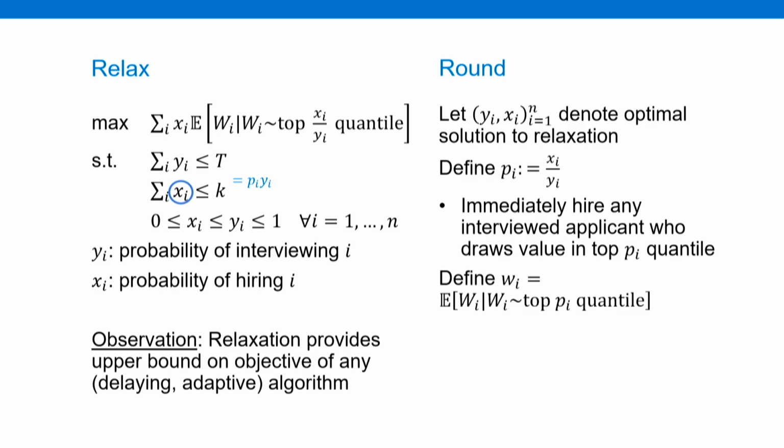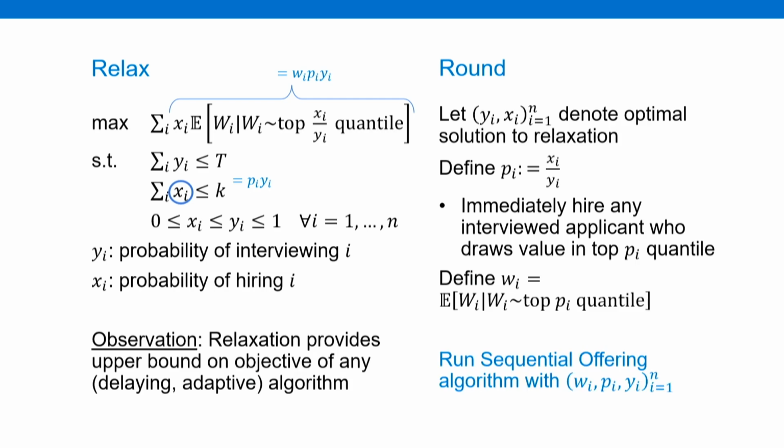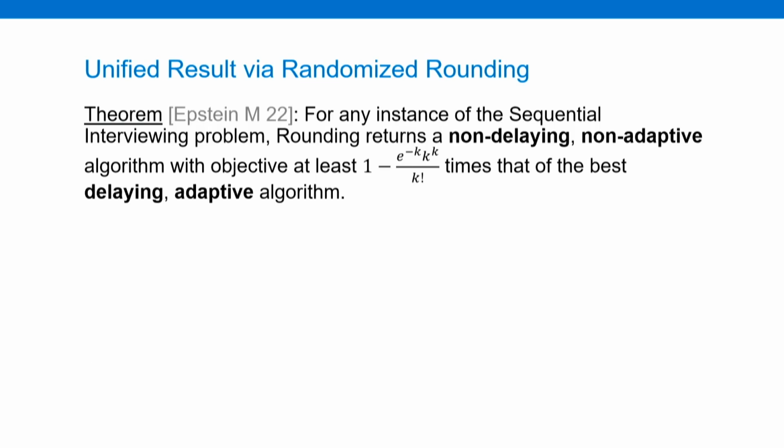And finally, I just have to define wi to be the expected value of capital Wi over the top pi-th quantile. And so this is just the same problem as before. It's as if when I interview someone, pi% of the time, they're going to use up a hiring slot, and conditional on them doing so, I collect little wi on average. And this is exactly this objective, which is the same as before. So I just run the sequential offering algorithm from before with these values, and the same result will hold.